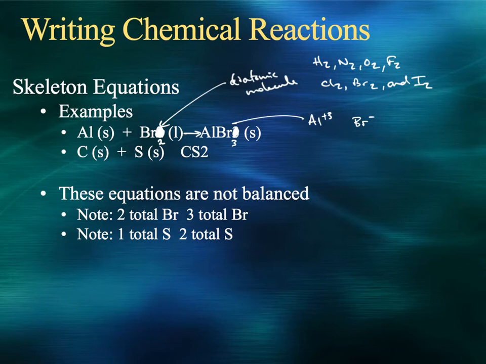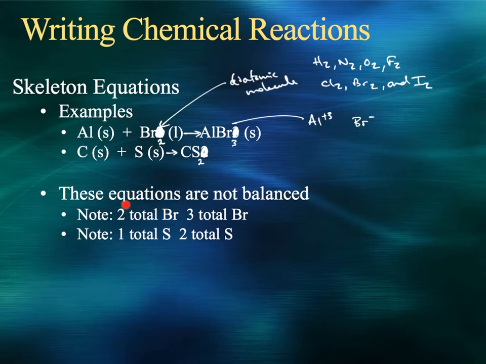Okay, the second one here, you got solid carbon, so that could be graphite or charcoal or diamond, but probably not in this instance. Plus sulfur, which is a solid, is going to yield carbon disulfide, CS2. Okay, carbon disulfide. So those are not balanced. They're simply just what are the reactants and what are the products. That's all it's telling you.